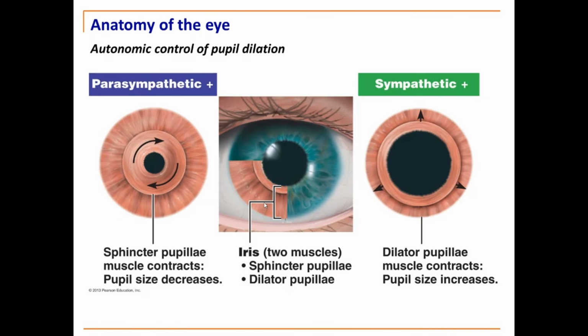And if you have parasympathetic stimulation, that's during rest and digest, remember, the sphincter pupillae contracts, and as you can see, as it contracts down, the pupil size decreases and less light is coming in. And that's great for reading, for example. And then you've got sympathetic activation, and this is where the dilator pupillae muscle contracts and the pupil size increases. This allows more light into the eye, and therefore you get greater detail, which is what you might want during a fight or flight response.